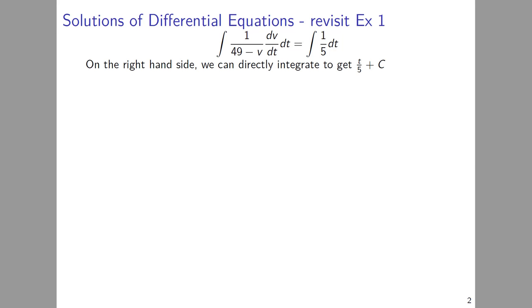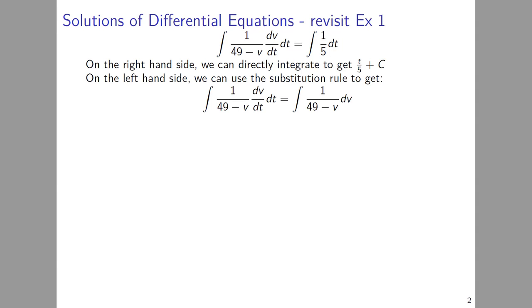Writing it this way, on the right-hand side, we can directly integrate 1/5 dt to get t over 5 plus c. While on the left-hand side, we can use the substitution rule to get that the integral of 1 over 49 minus v times dv/dt dt is the integral of 1 over 49 minus v dv, which integrates to negative the natural log of 49 minus v. To do this integration, we'd make a substitution u equals 49 minus v and proceed from there, though we won't do that in this video.